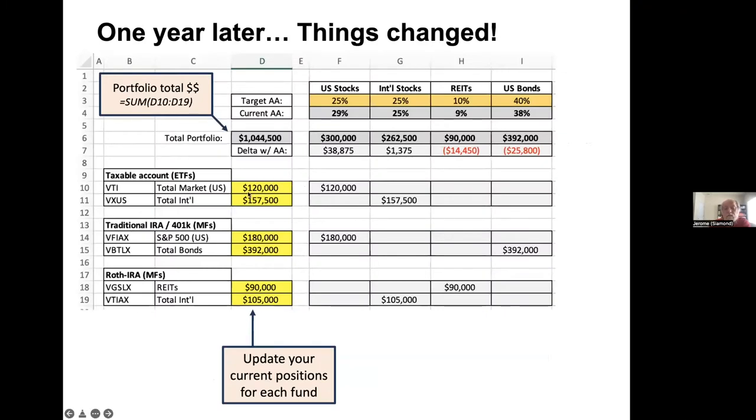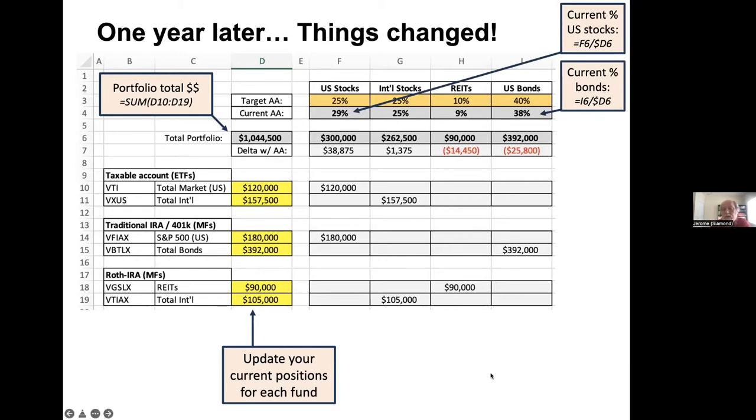So here, what I did is that I updated the numbers in yellow to capture those market changes. If you remember, for the total market US VTI for my taxable account, I had 100K. It went up 20%. So, okay, it's now 120K. I updated the various positions here according to the market changes. But in reality, what you would do is just connect your investment accounts and see, oh, here is where I am. I'm just going to plug my numbers. Once you do that, the simple calculations I explained before show that there is indeed a non-negligible mismatch between the current asset allocation and the target asset allocation.